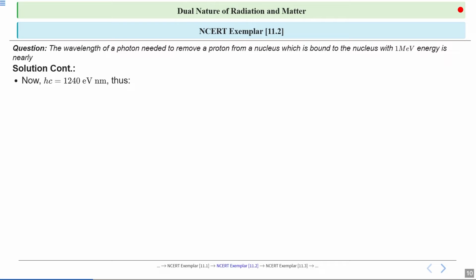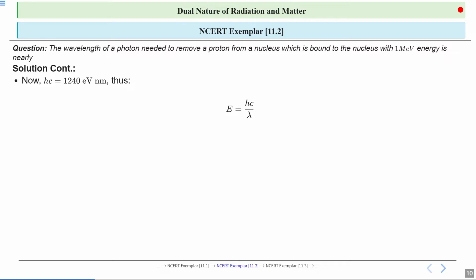Let's recall a useful constant, h times c. This has a value in electron volt nanometer. Planck's constant multiplied by the speed of light is approximately 1240 electron volt nanometers. This is a standard value for h multiplied by c because both Planck's constant and the speed of light are constants, so their multiplication is constant in terms of electron volt nanometer.